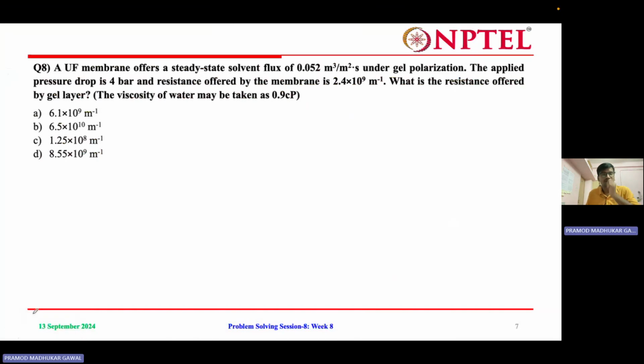Going to question number 8: an ultrafiltration membrane offers a steady state solvent flux of 0.052 meter cube per meter square per second under gel polarization. The applied pressure drop is 4 bar and the resistance offered by the membrane is 2.4 into 10 to the power 9 meter inverse. What is the resistance offered by the gel layer? The viscosity of water may be taken as 0.9 centipoise.